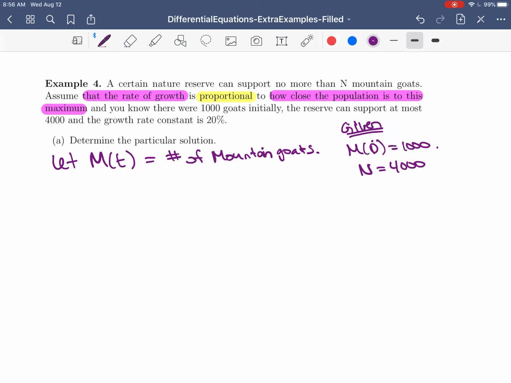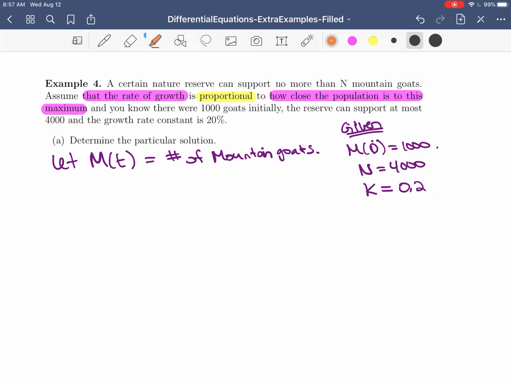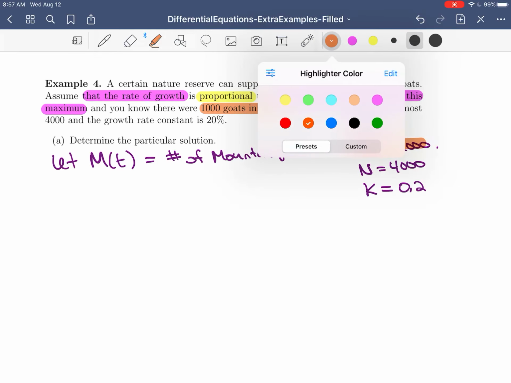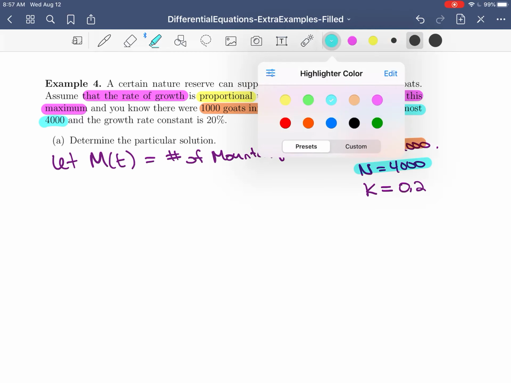So that's actually our k value. Okay, so this is actually the proportionality constant. Remember, they often call it the growth rate. So maybe let's just highlight some more. Okay, so 1,000 goats initially is what gave us that. It can support at most 4,000, so that's our N value.